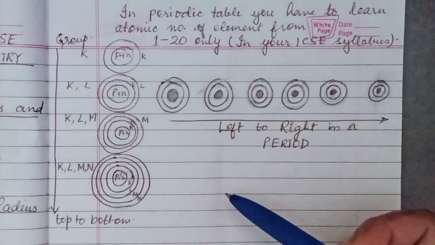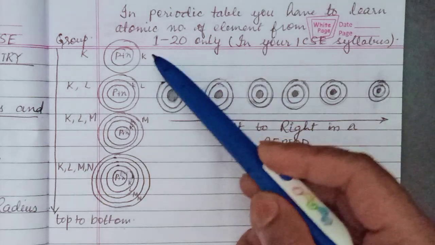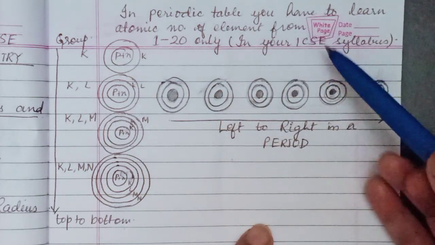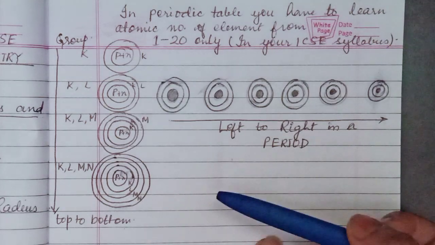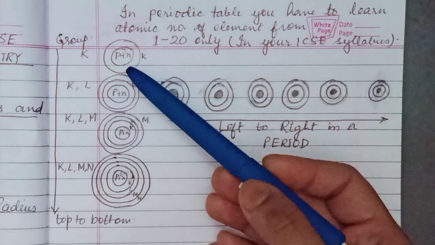Children, one thing I want to clear: in the periodic table you have to learn the atomic number of elements from atomic number 1 to 20 only, because this is in your syllabus of the ICSE board. Okay, so till 20 only you have to learn atomic number, electronic configuration, these properties of elements. And we will start from here, that atomic size.